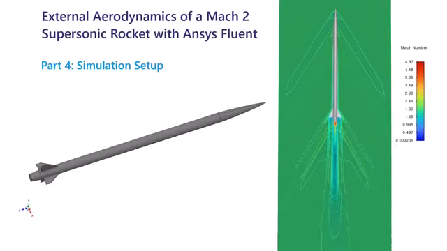Welcome to part 4 of the series in simulating a supersonic rocket with ANSYS Fluent. For this video, we'll walk through the steps and considerations in setting up the simulation, including physics models, boundary conditions, and solution methods.